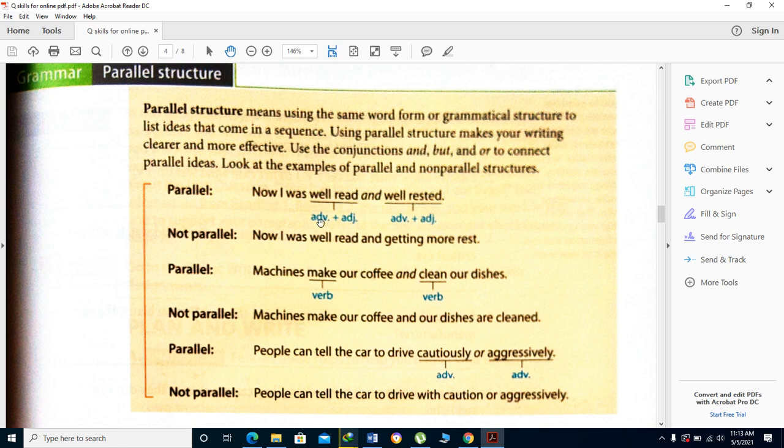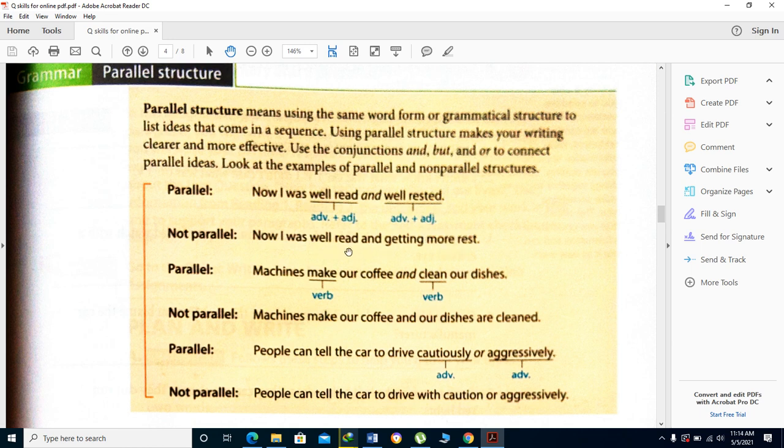So now: I was well read and well rested. You can see there is similar structure here, an adverb plus adjective and an adverb plus adjective, and both of these have been connected by and. I was well read and I was well rested. Let's read the non-parallel structure. Now: I was well read and getting more rest. This is not parallel. Why not parallel?